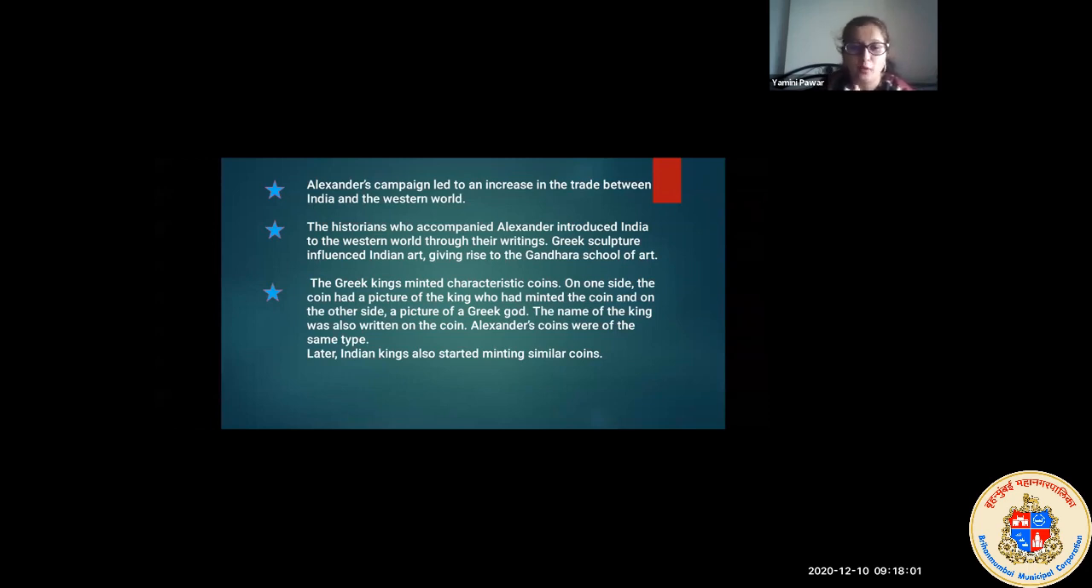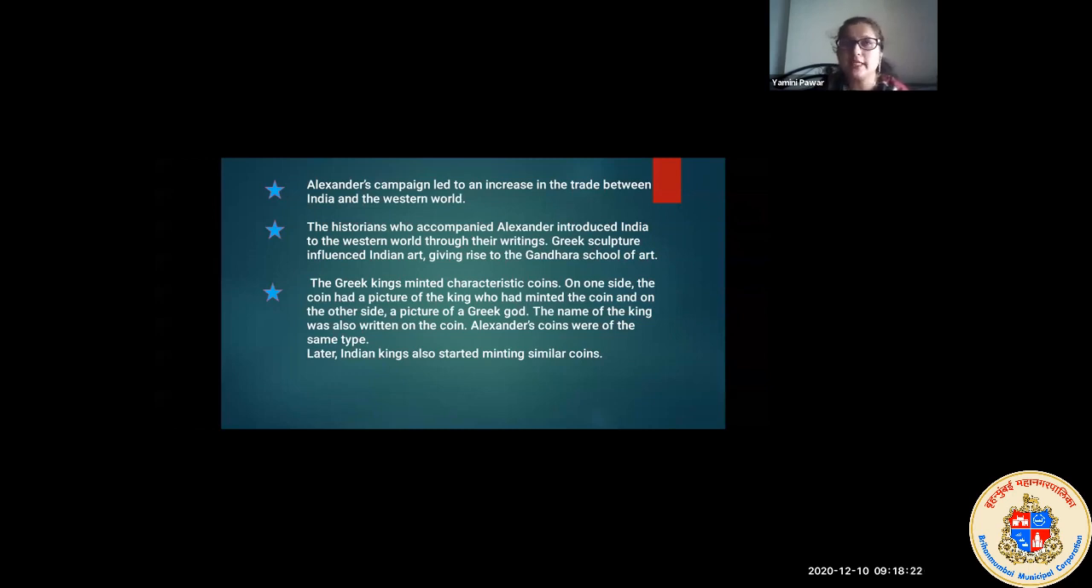Now looking at the third point, the Greek kings minted characteristic coins. Now what is the meaning of minted? Mint means making money. So they started producing money. Now what was that money? It was in the form of coins.